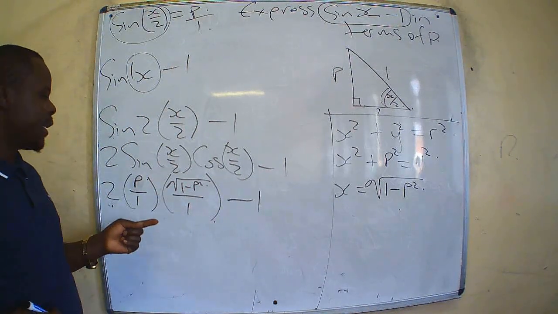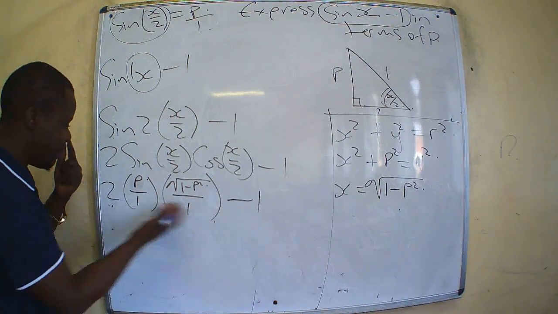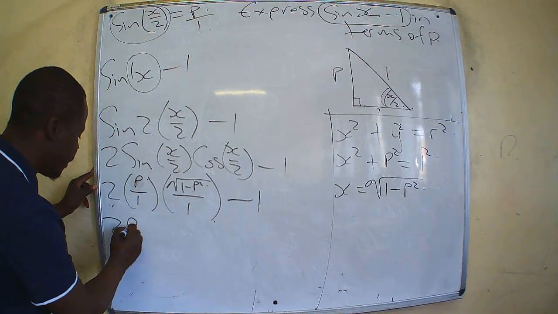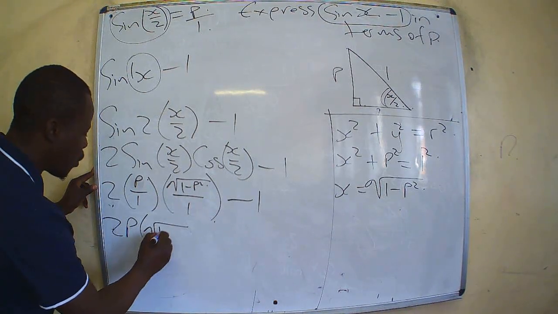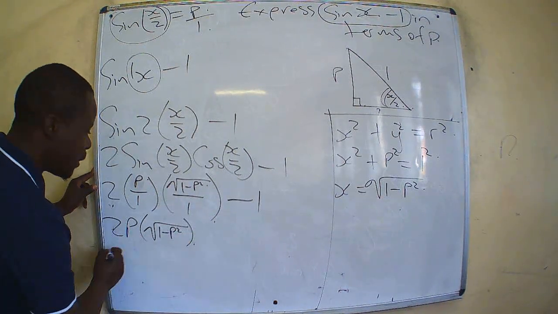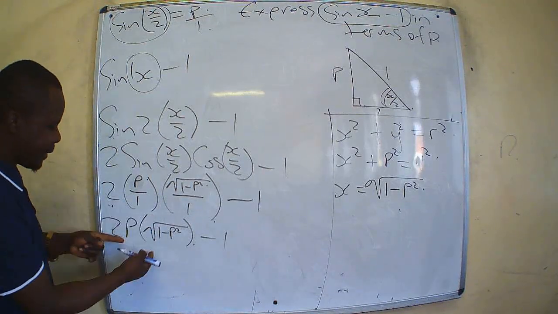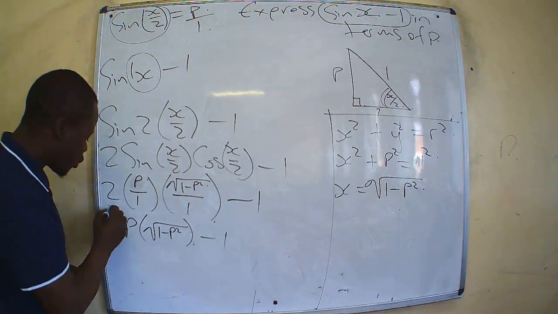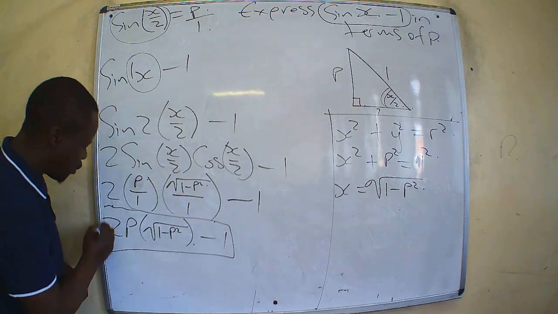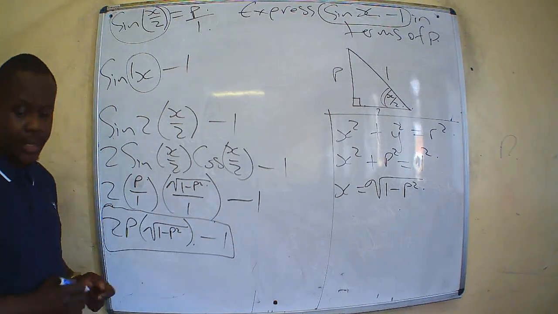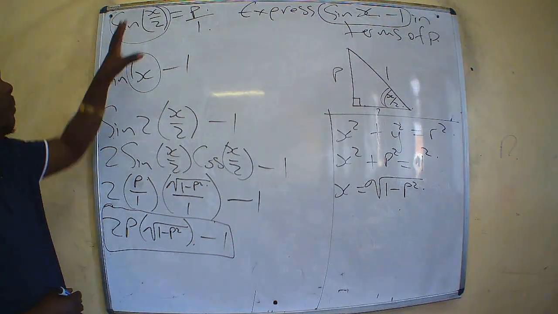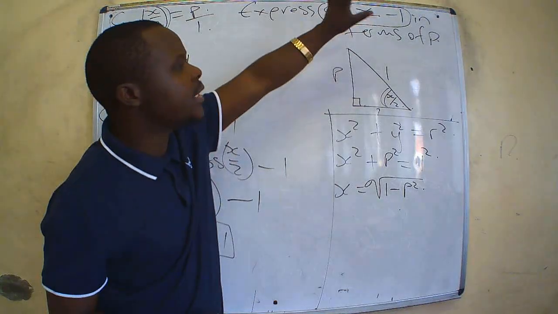What is needed now is to simplify from this: 2p times the square root of 1 minus p squared, minus 1. This is finally our answer. If you divide everything by 1, it remains the same, so we leave it in this state. This is the final answer for expressing this in terms of p.